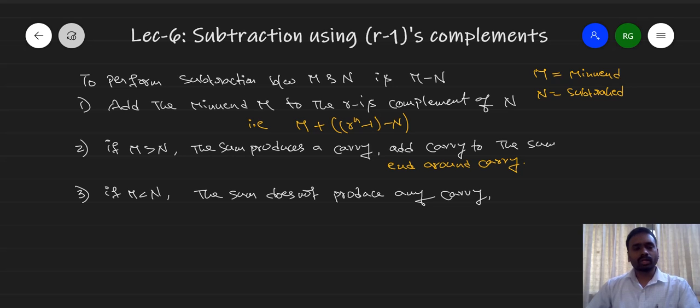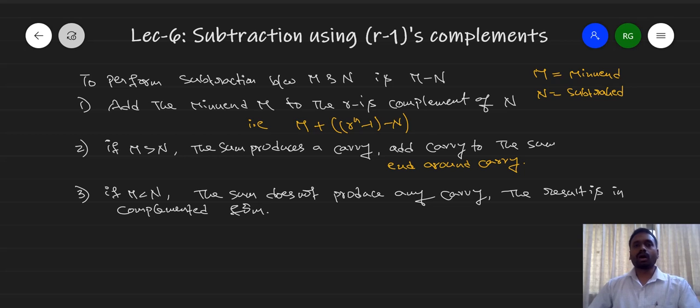We already know if we try to subtract a larger digit from a smaller digit, the result is negative, right? So in digital electronics, the negative result is stored in complement notation. That's what happens in this third point. So if my m is less than n, the sum does not produce any carry and the result is in complemented form.